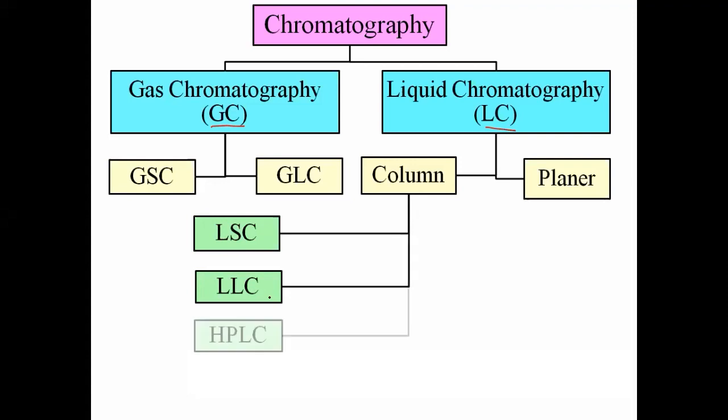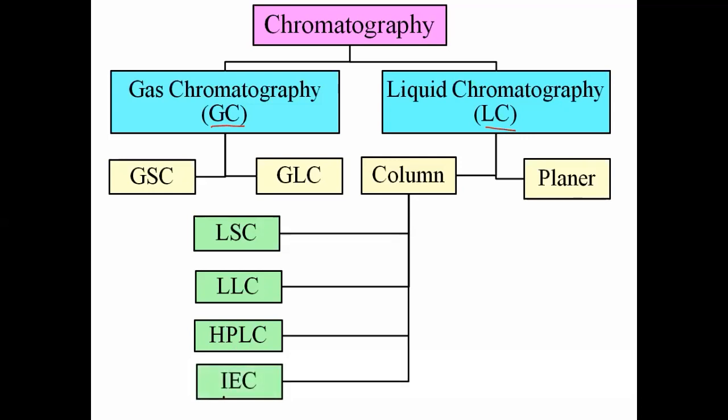Then third one is the HPLC. This is a modern technique. And it is high performance liquid chromatography, and generally it is used in various pharmaceutical industries, petrochemical industries, in quality control department. It is very advanced technique, HPLC, high performance liquid chromatography. And then last one is the IEC, ion exchange chromatography, again example of column chromatography. These are the four subtypes of the column chromatography.